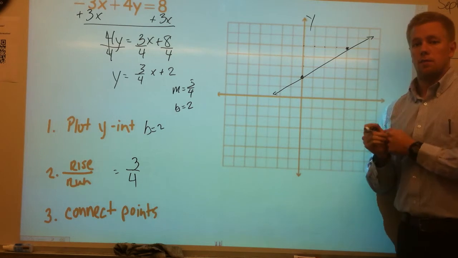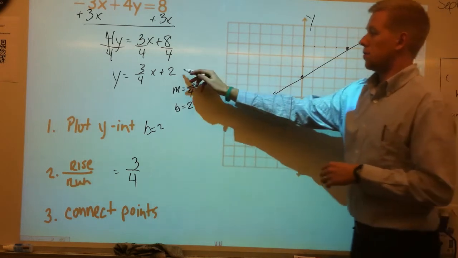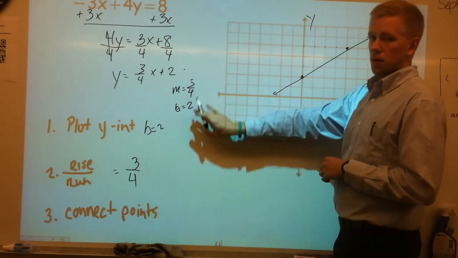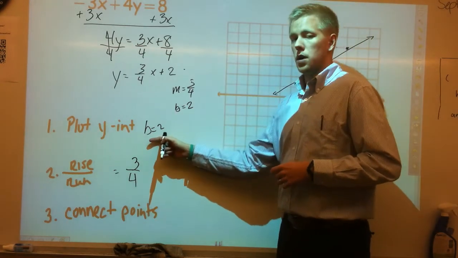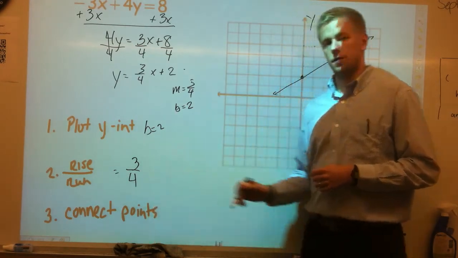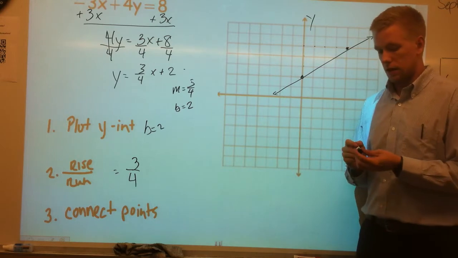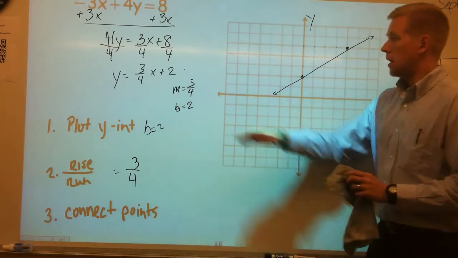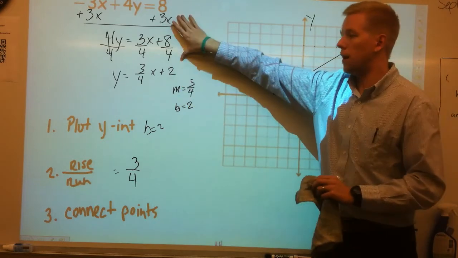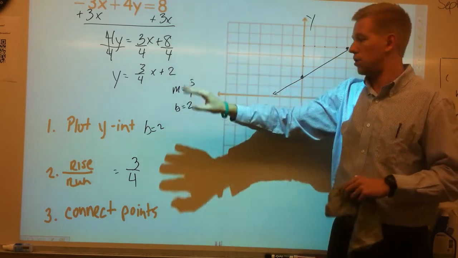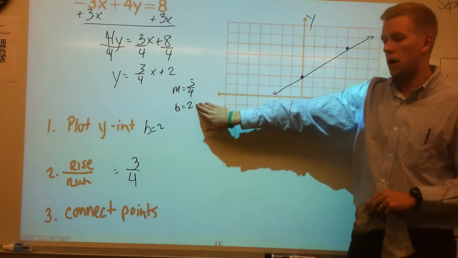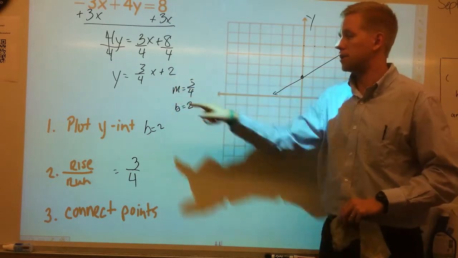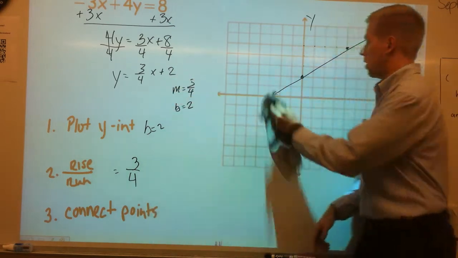That's how I graph the line, following those 3 steps. Once you change it to slope-intercept form, know what your slope and know what your y-intercept is. Start with your y-intercept, graph your rise over run, and connect your dots. Okay? That's how you graph a line given standard form and changing it to slope-intercept form. Now, if it's already in slope-intercept form, you don't have to do this math. You don't have to solve the equation. All you have to do is say, okay, my slope is this, my y-intercept is here. I start with my y-intercept and graph rise over run.